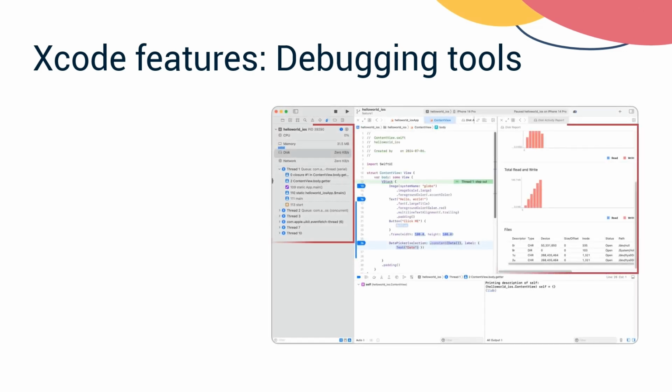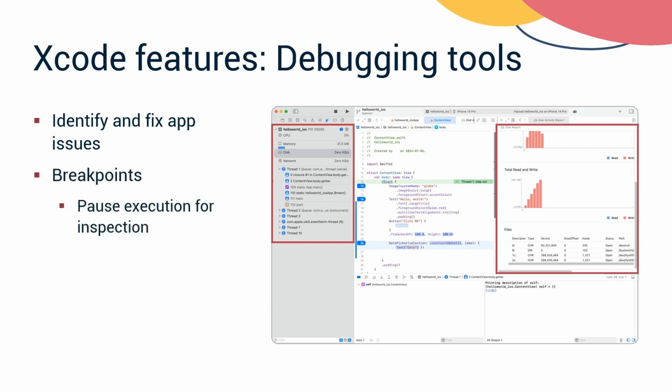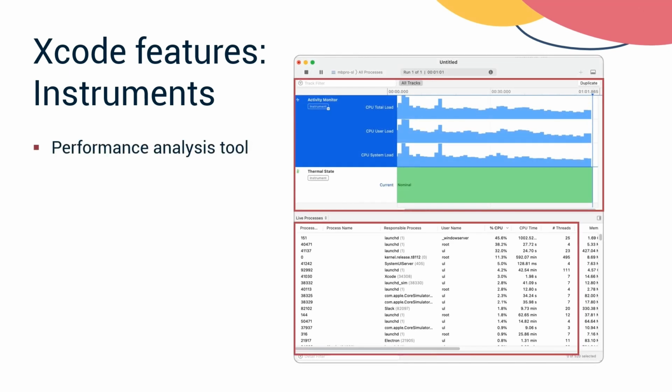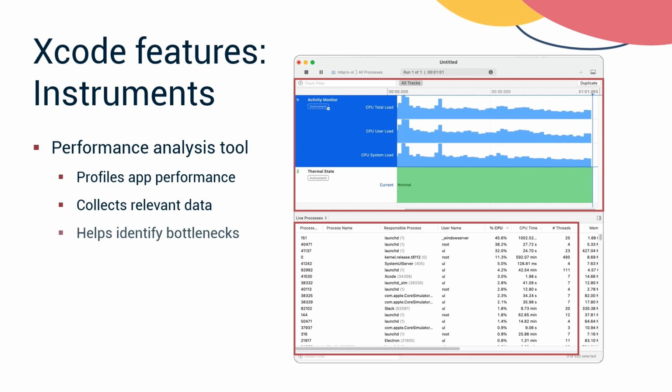Xcode provides various debugging tools to help identify and fix issues in your application code. For example, breakpoints pause execution at specific lines of code to inspect variable values and program state, and watchpoints monitor changes to specific variables. Further, Instruments, a performance analysis tool integrated with Xcode, profiles your app's performance by running various instruments. These instruments collect data on CPU usage, memory usage, disk activity, network activity, and more, helping you identify bottlenecks and optimize your app.